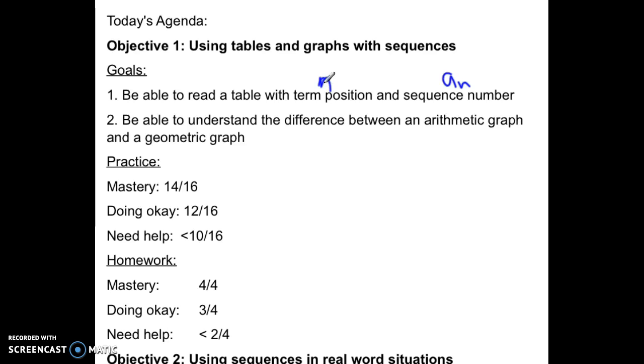Now, as you're going through this, please consider, and I'll have this up on the board while you're working on this, but during the practice problems, the two examples you're going to do on your own, your mastery should be 14 out of 16. Each example problem has 8 pieces, so there's 16 total. If you get 14 out of 16 pieces right on the example problems, you're doing great. Doing okay is 12 out of 16. If you need help, it's less than 10 out of 16.